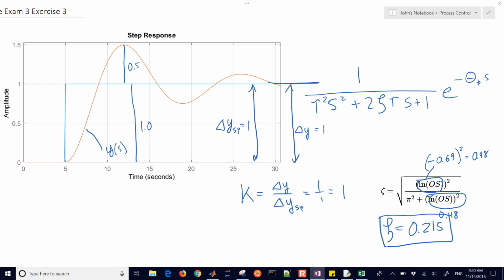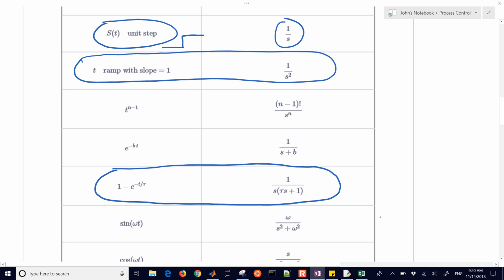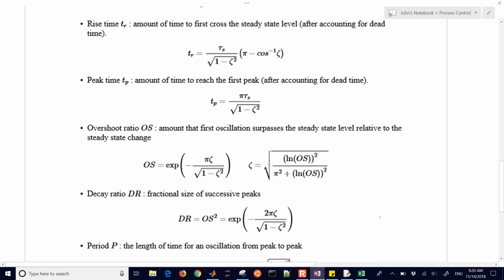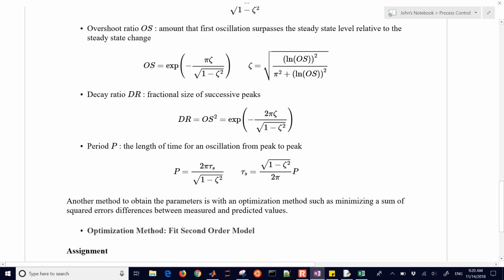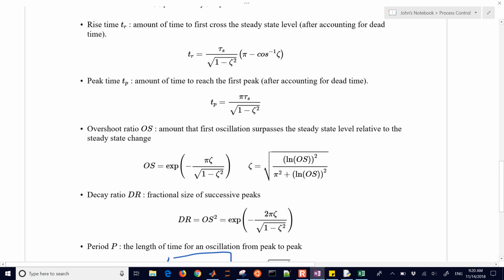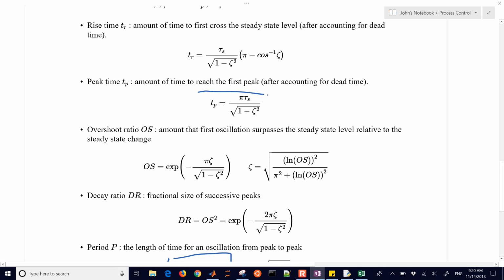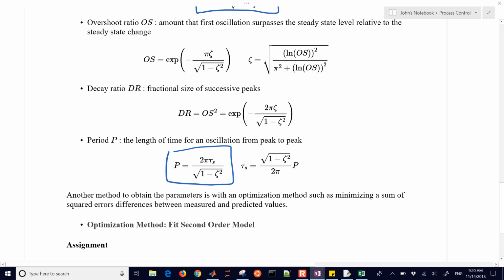Okay, let's go on to the next one now. We've got to pick out something else that we can use to calculate our tau value. So let's come up to our note sheet. I went one too far. Okay, so we've got a couple options here. We could use the period, the length of time for an oscillation from peak to peak. We could also use the peak time, or the rise time. I'm just going to use the period, and I'm going to rearrange that to just get my tau value. So just put tau of s on the left and the period and all the other coefficients on the right.